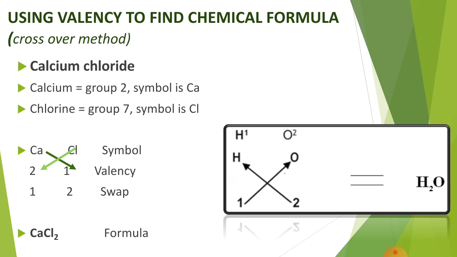In the figure you can see water as well. Hydrogen has a valency of 1 and oxygen has a valency of 2. By the crossover method, we use the valency to find the chemical formula, and it is H2O.